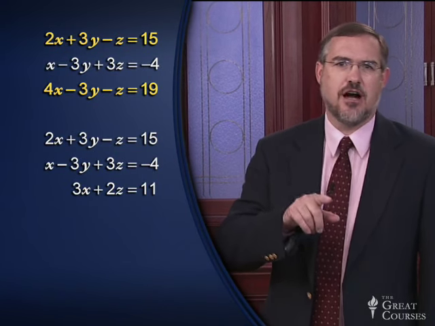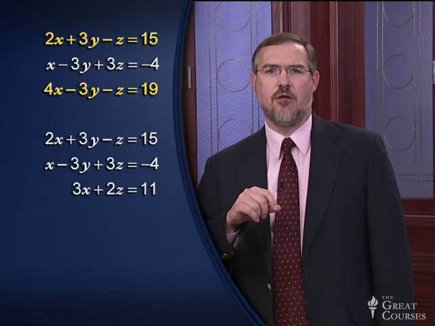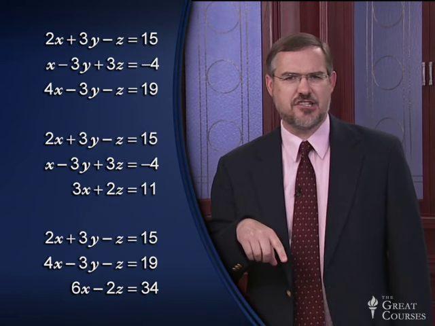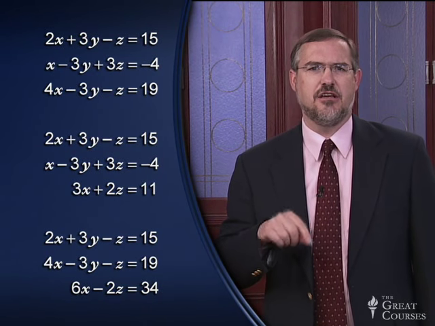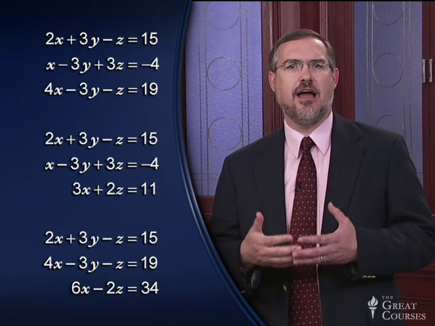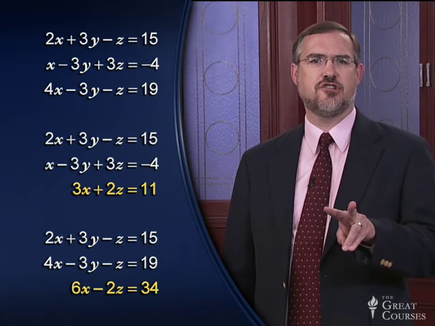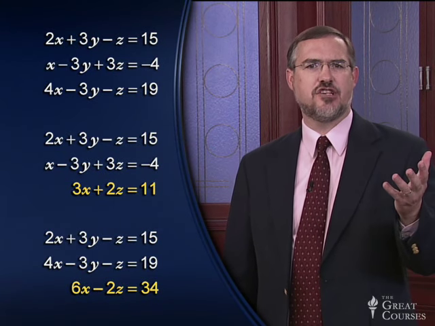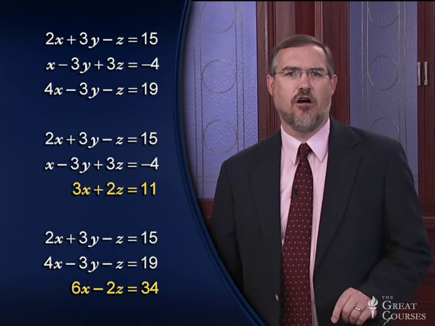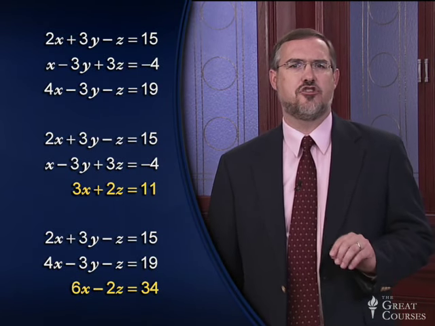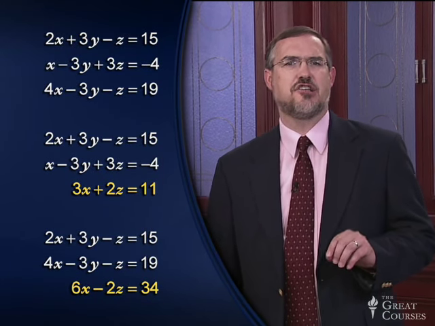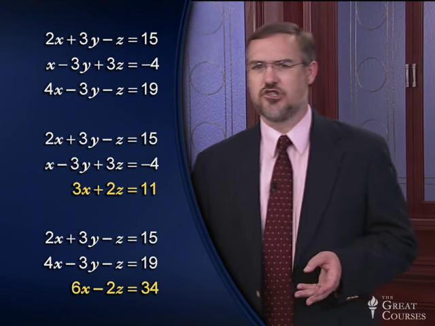Let's check to see what you got to make sure that you eliminated that y correctly. You should have had, when you added, 6x minus 2z equals 34. So notice what we now have. We now have two new equations which we built from the original set, both of which are missing the variable y. And they are 3x plus 2z equals 11 and 6x minus 2z equals 34.